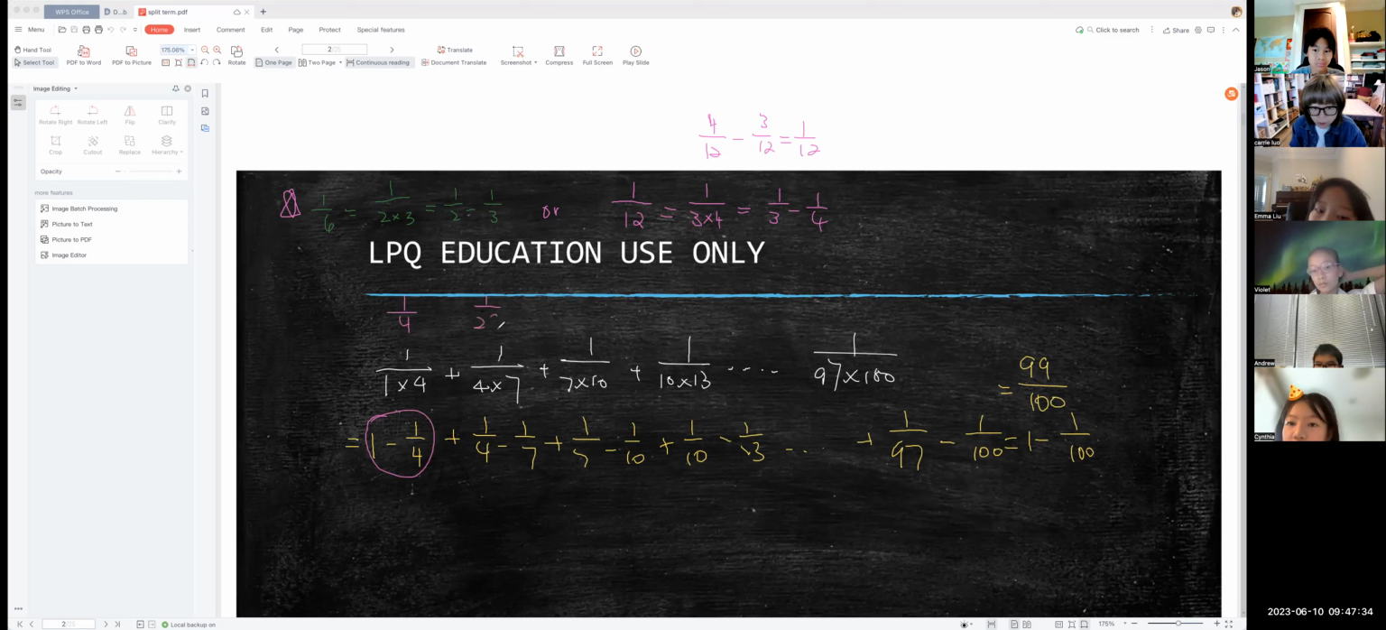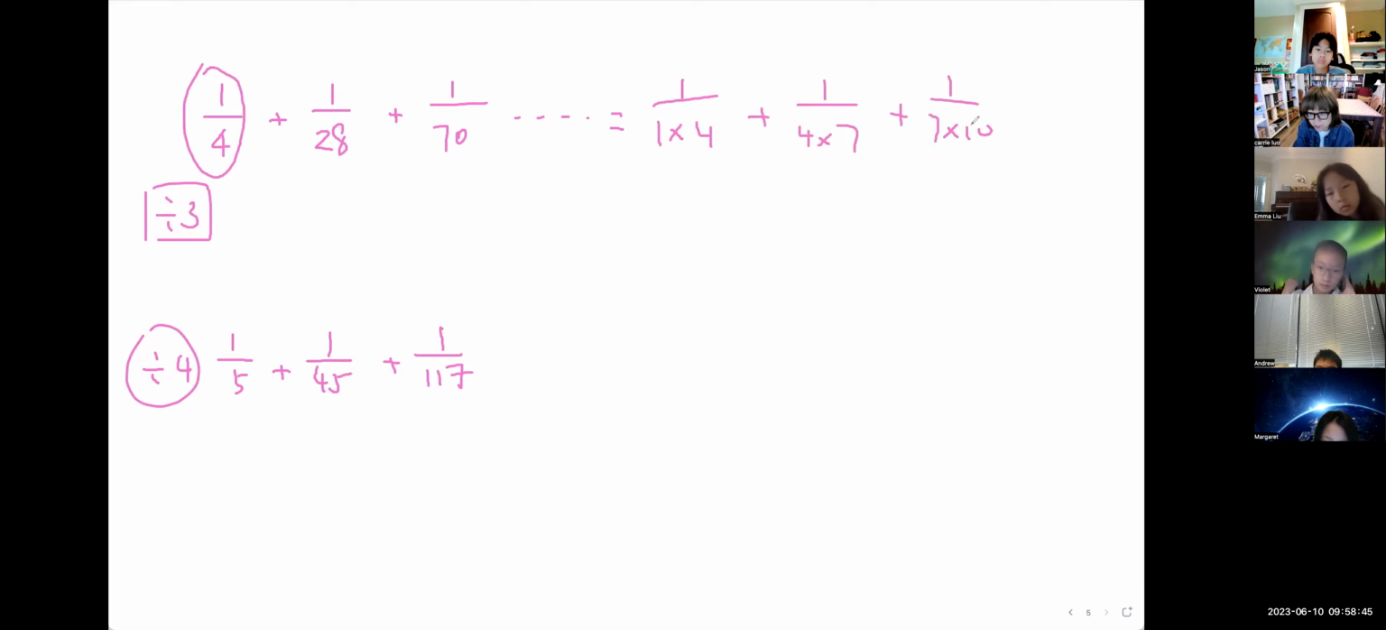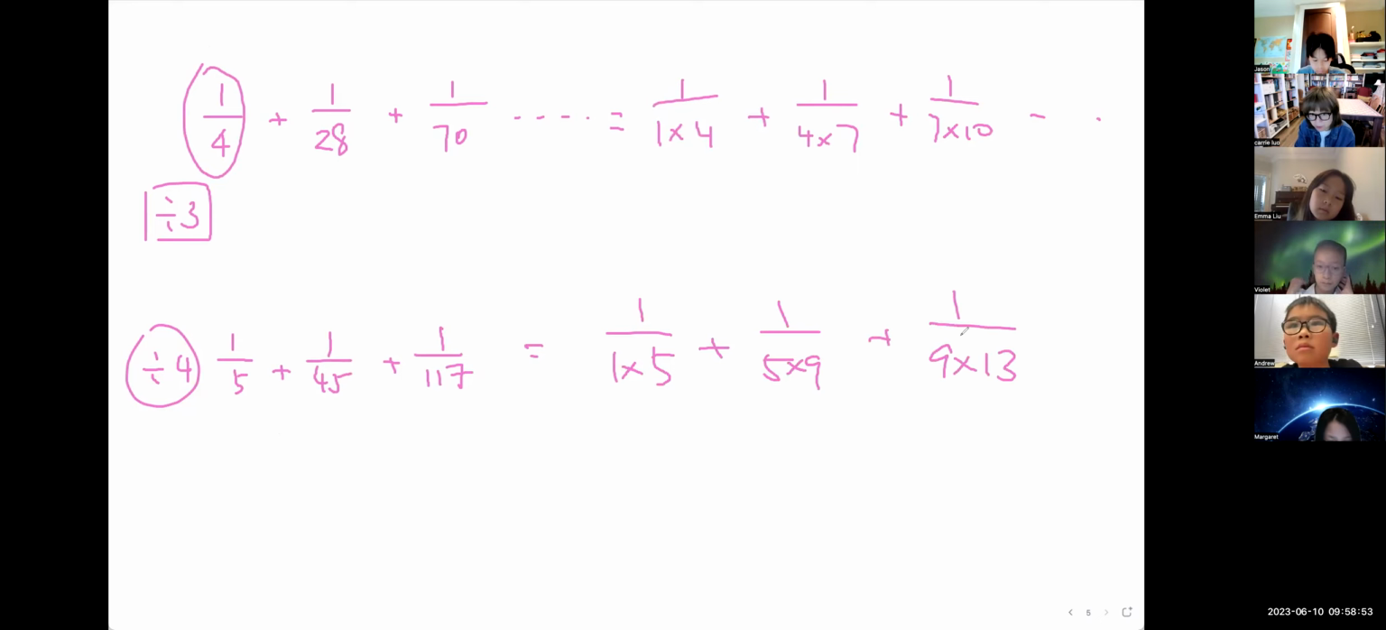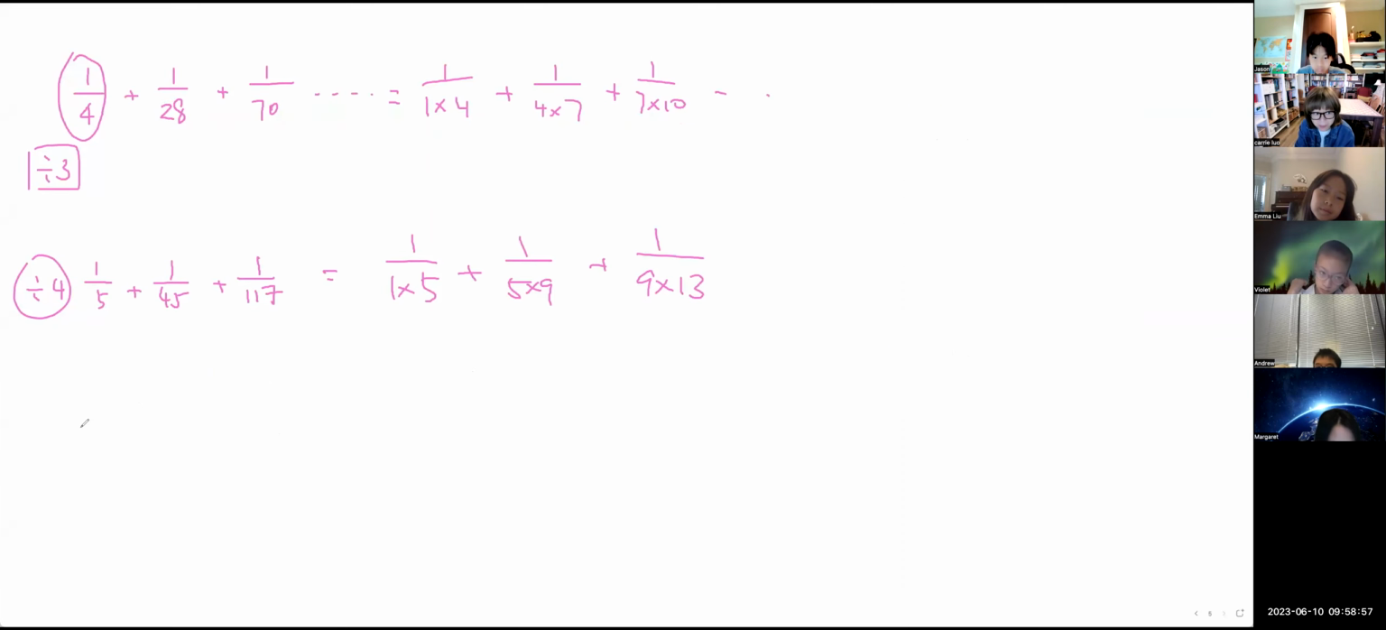Because, Violet, 1 over 4 equals what? Equals 1 over 1 times 4 plus 1 over 4 times 7 plus 1 over 7 times 10. And this one is 1 over 1 times 5 plus 1 over 5 times 9 plus 1 over 9 times 13, okay? And I want you to think about the earlier question we did.